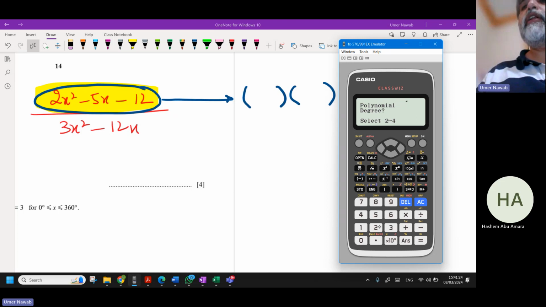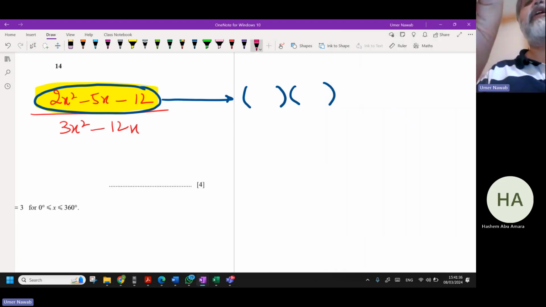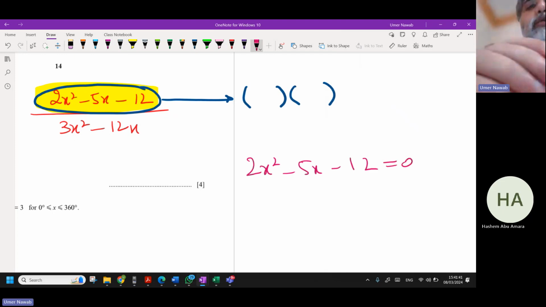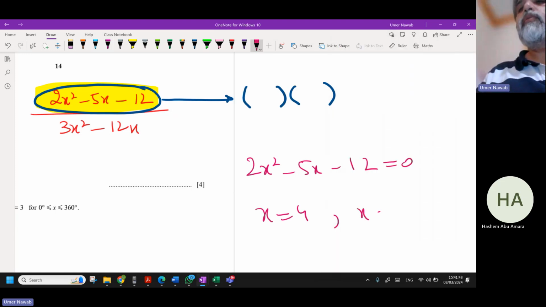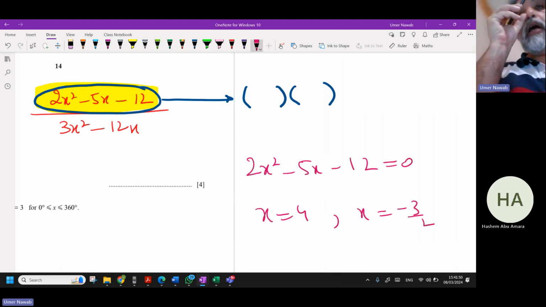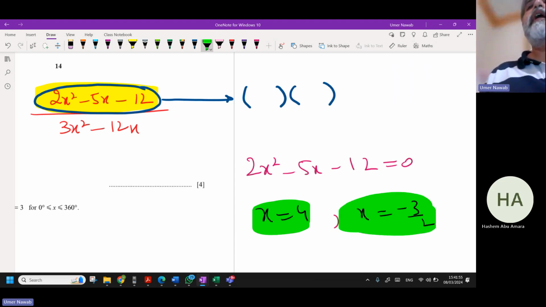Go to the polynomial, degree 2, press 2, enter, press negative 5, enter, press negative 12, enter, and press equals. What is the first answer I got? The calculator solves it for you. Any calculator is solving the equation for you. The calculator is solving a quadratic equation. So the first answer you get is x equals 4, and the second answer you're getting is x equals minus 3/2. How do I write my answer in the factor form, Mr. Omar, can you do that?